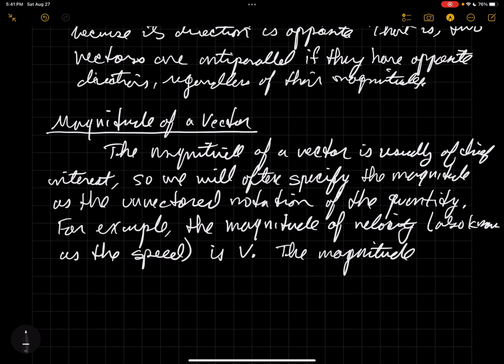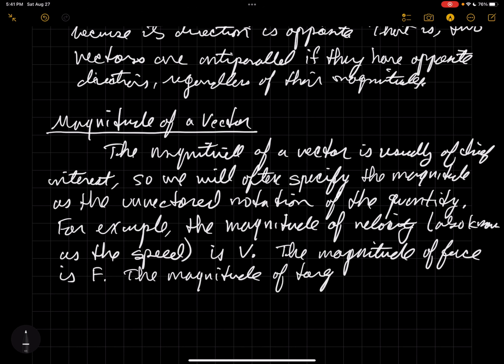Likewise, the magnitude of the vector force is just F, and the magnitude of the vector torque is just T.